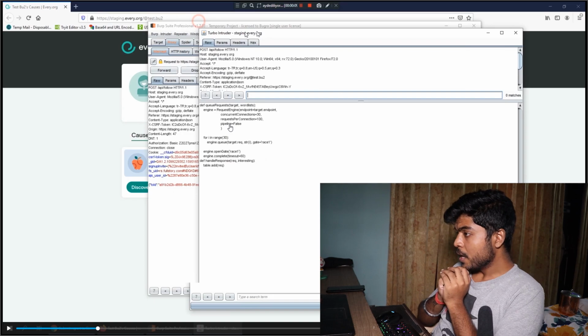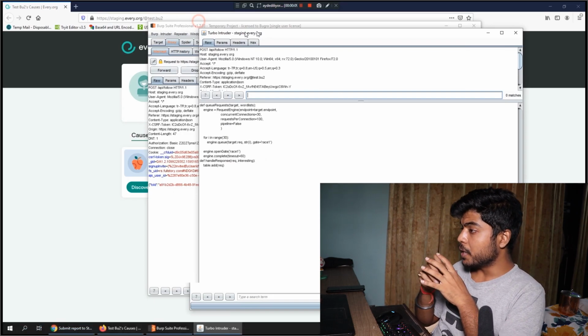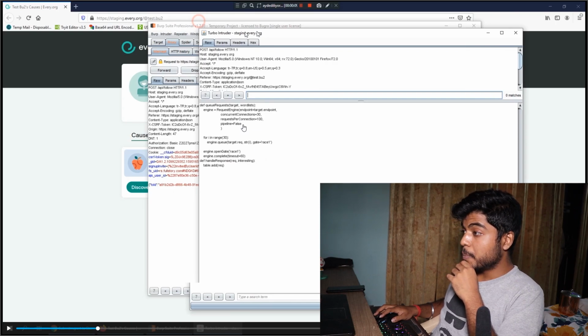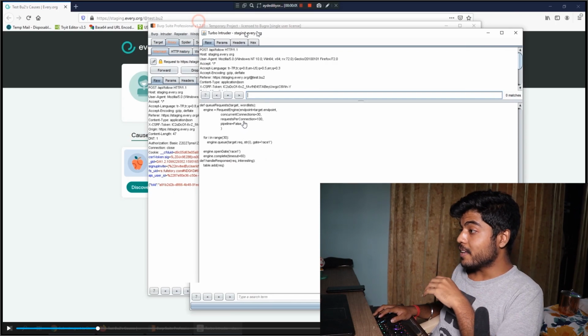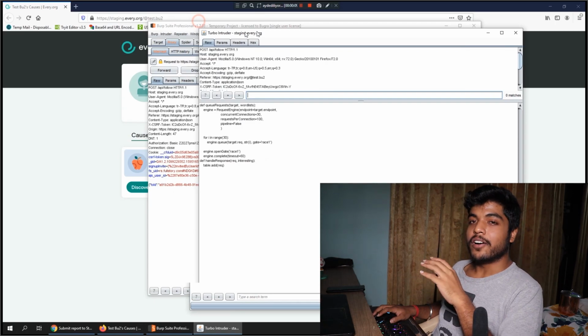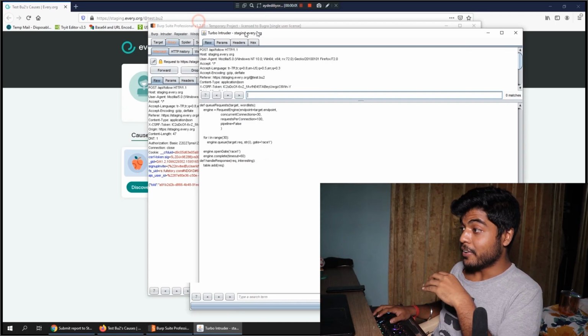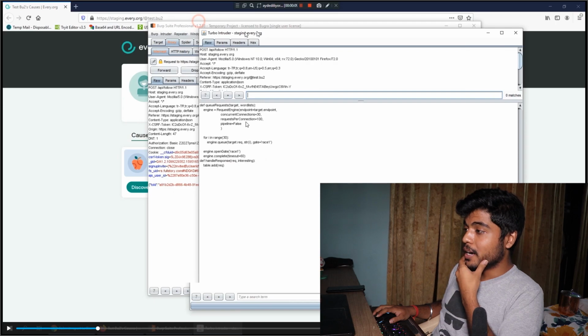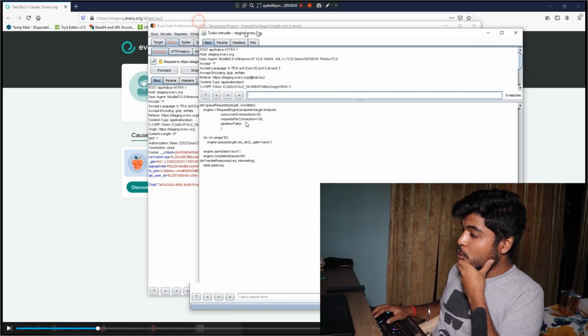What he did here is, in his Python code, there is a concurrent connection of 30 and requests per connection is 100. So basically there are 30 connections at the same time, and each connection is sending 100 requests, like 100 requests per connection. So basically there are way too many requests going at the same time. So okay, let's see what happened next.